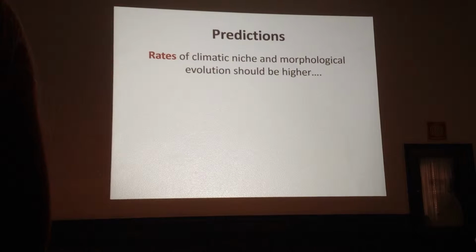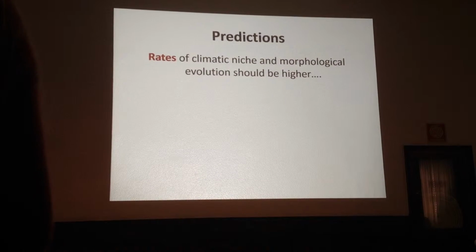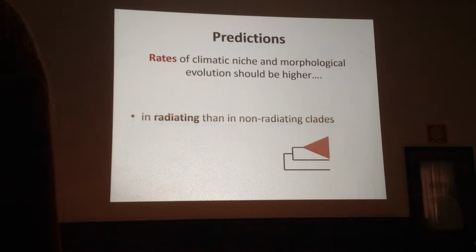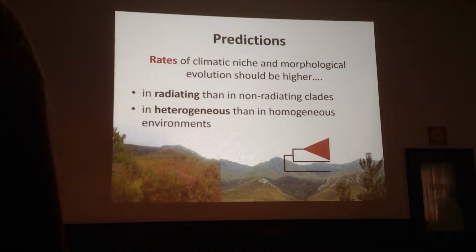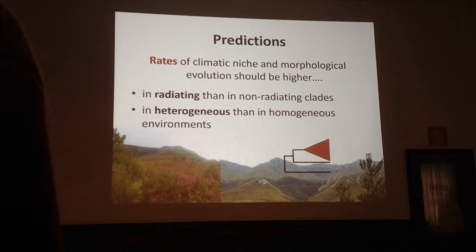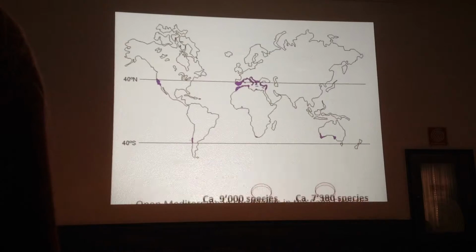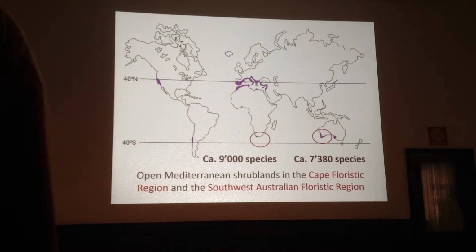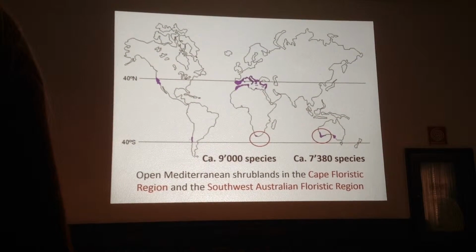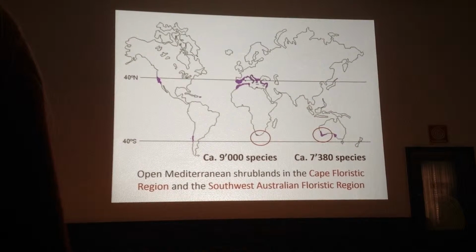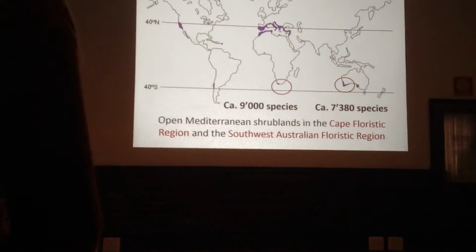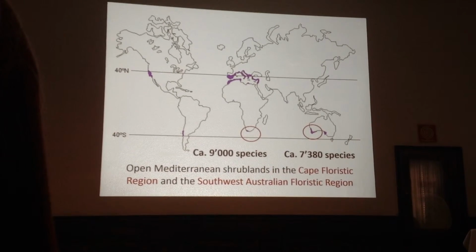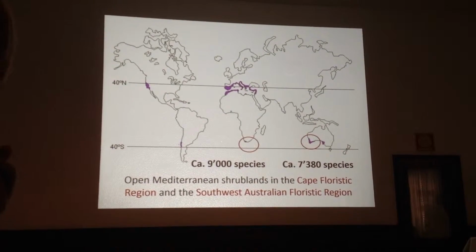So we predict in this study that rates of climatic niche evolution and morphological evolution should be higher, first of all, in clades that show radiation, so that have high net diversification rates, and also in heterogeneous environments where there's a large turnover of possibilities and niches. And heterogeneous environments as a cause for radiations has been hypothesized as one of the reasons to explain the extraordinary species richness in the Cape and Australia, so the Mediterranean climate ecosystems there, which are indeed extraordinarily species rich for vascular plants in particular.